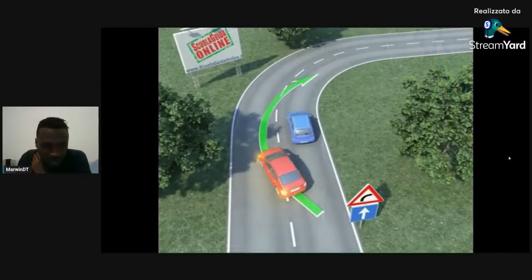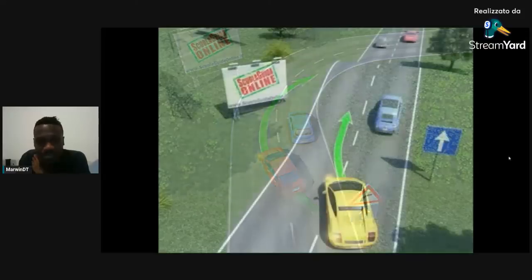Before the curve, when we can see well ahead of us, of the road, we are allowed to do overtaking. But when we get to the curve, we are not allowed to make any overtakings. Is that clear?